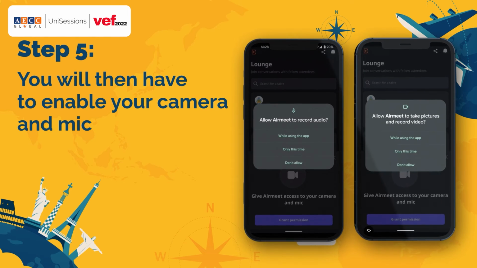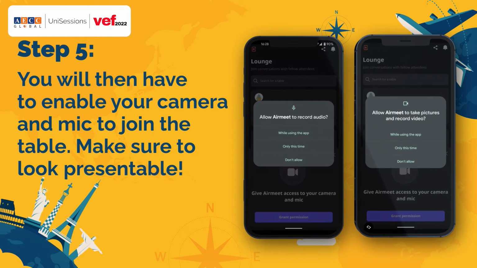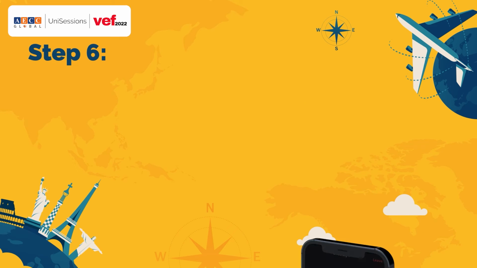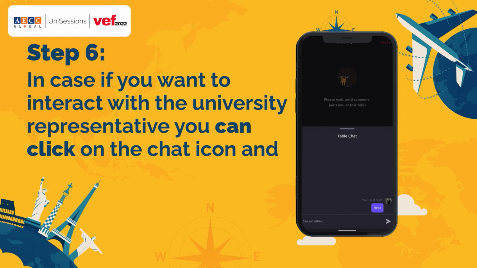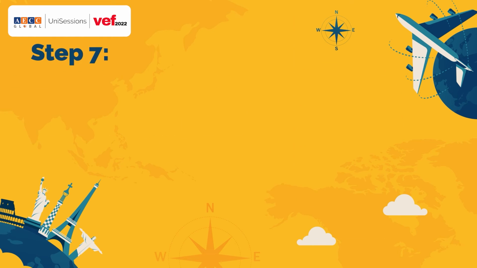You will then have to enable your camera and mic to join the table. Make sure you look presentable. Step 6. In case you want to interact with the university representative, you can click on the chat icon and start a conversation. Step 7.